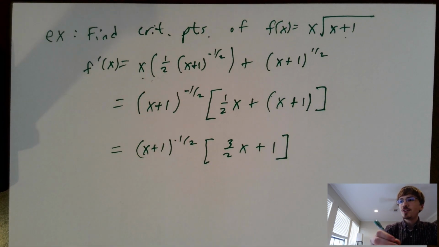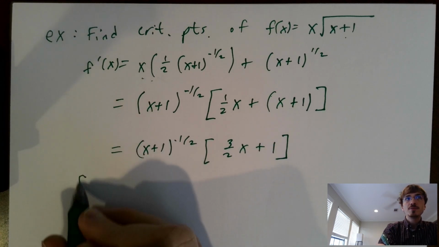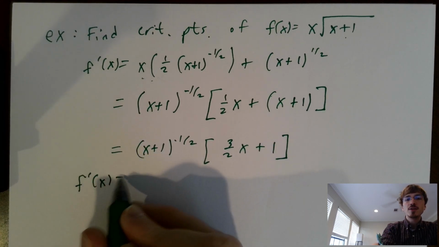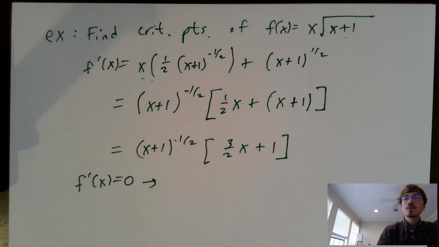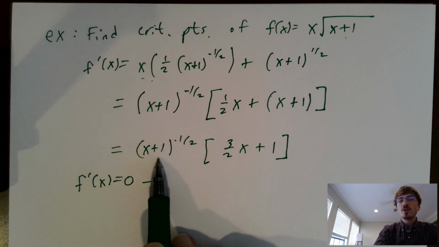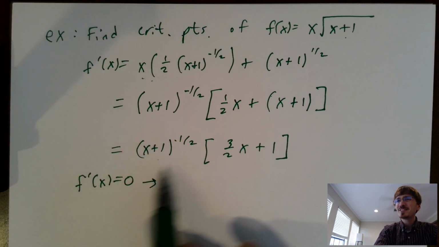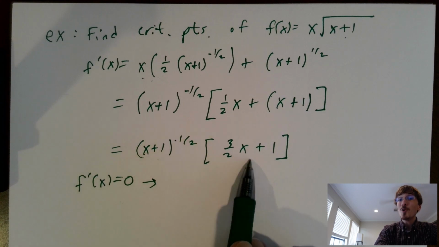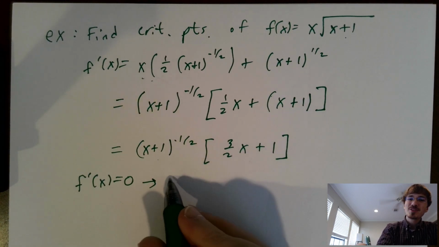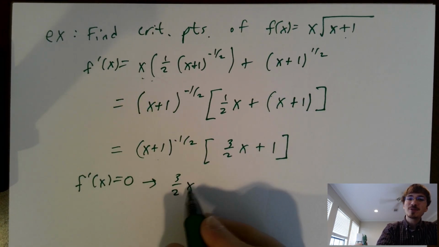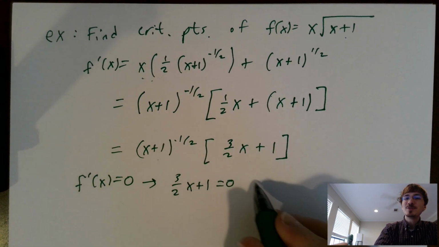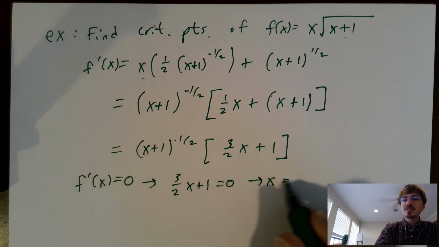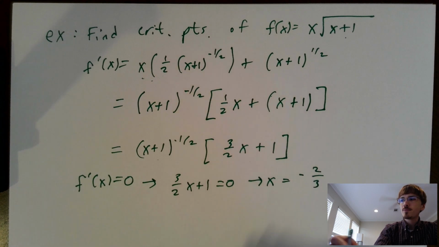And now what do we want to do? We want to set it equal to 0. So where does f prime of x equal 0? It's where either this is 0, which can't happen because this is in the denominator, right? Or where this is 0. So really we want to set 3/2 x plus 1 equal to 0, which gives us x equals negative 2/3.